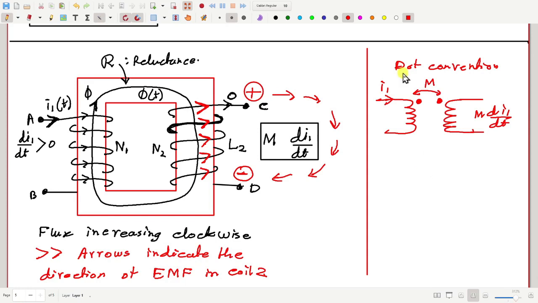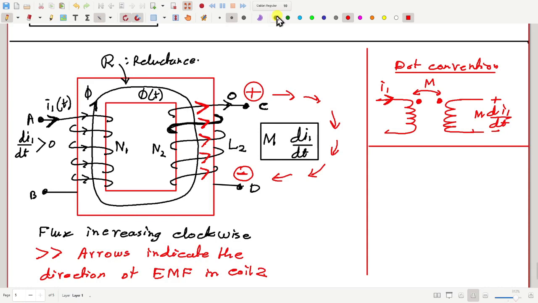And what does the dot convention say? It says, if current I1 is entering one dot, then for the voltage M di1/dt, the other dot should be positive. I mean, M di1/dt is the voltage of the other dot with respect to the non-dotted end. That is the dot convention, if you recall.